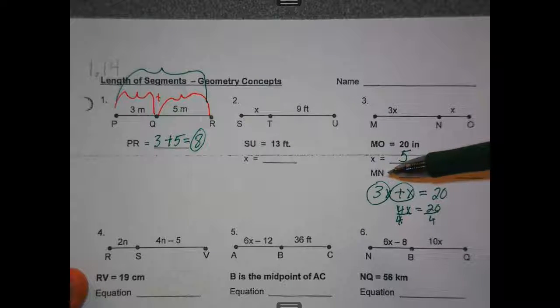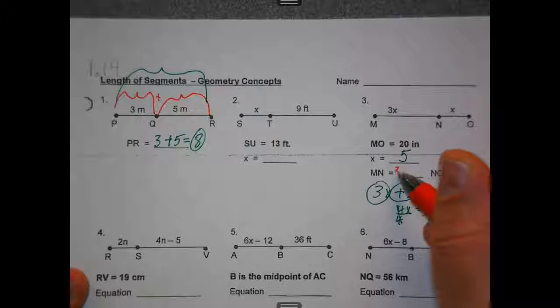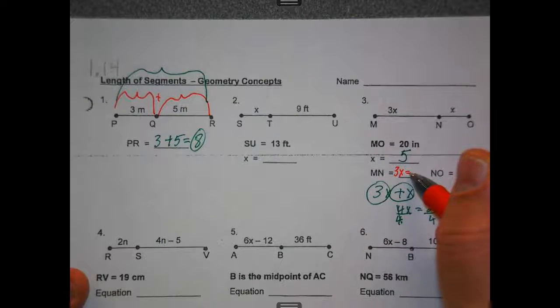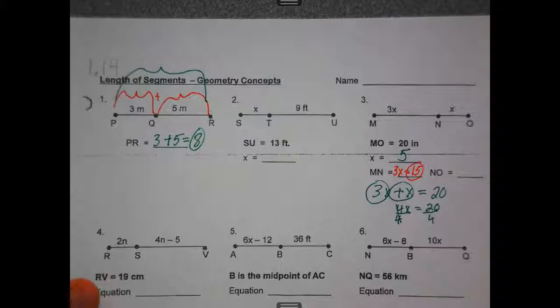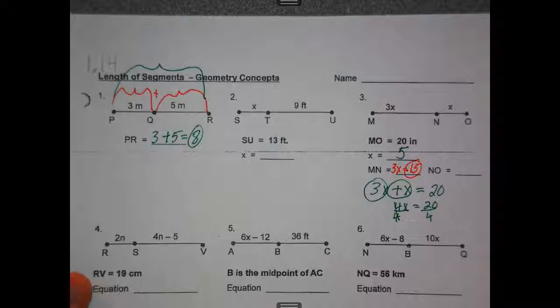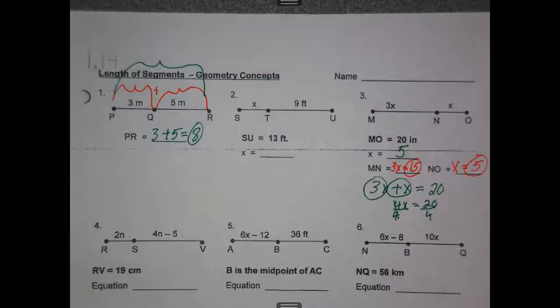Then I have to plug it back in because they want to know what the small line segment MN is. Well, we know it's 3x. We know x is 5. So 3 times 5 is 15. And the O is x. We know x is 5. So we plug it in and get 5.